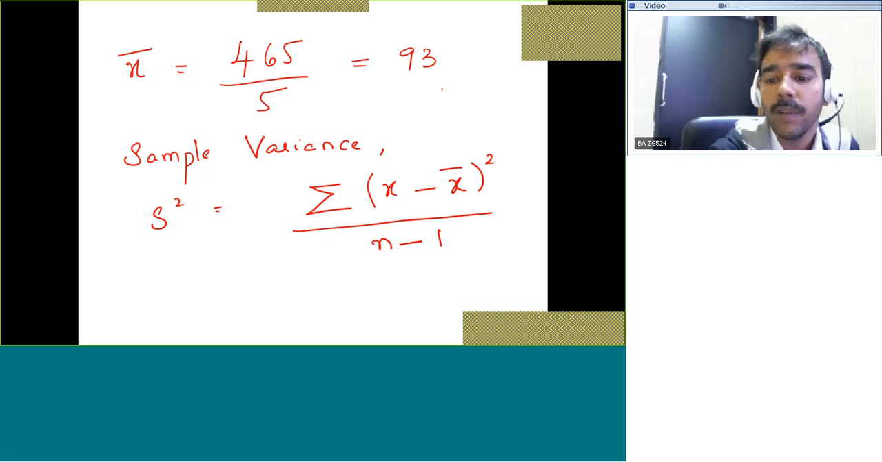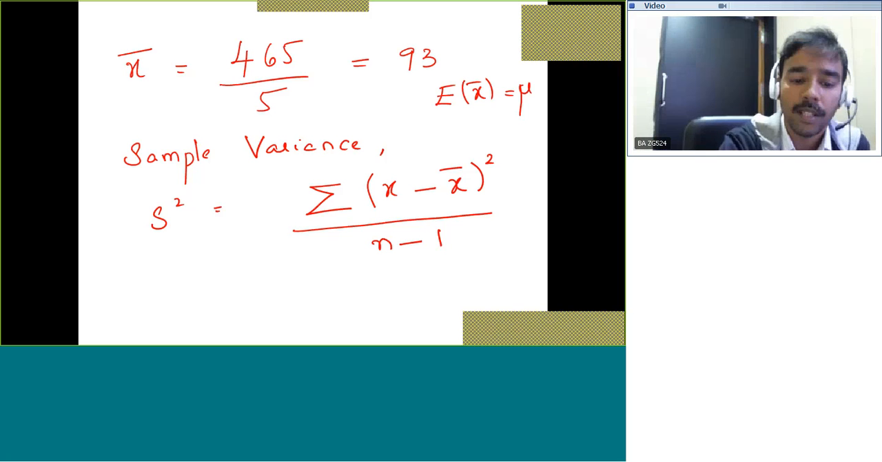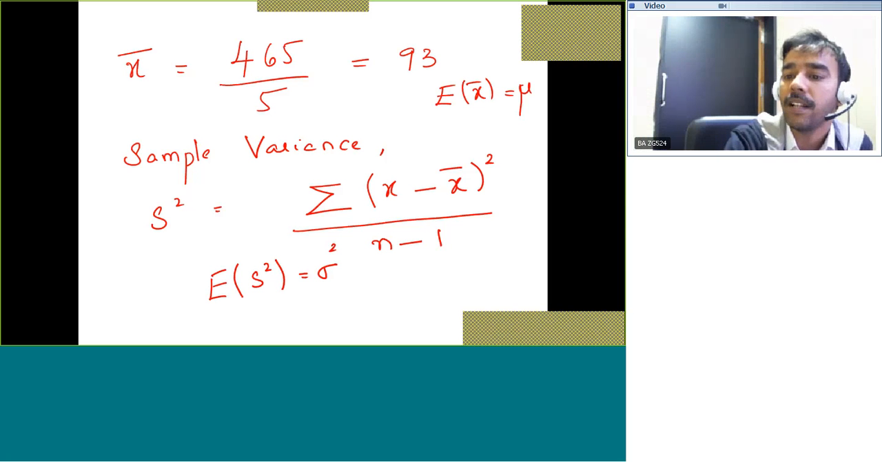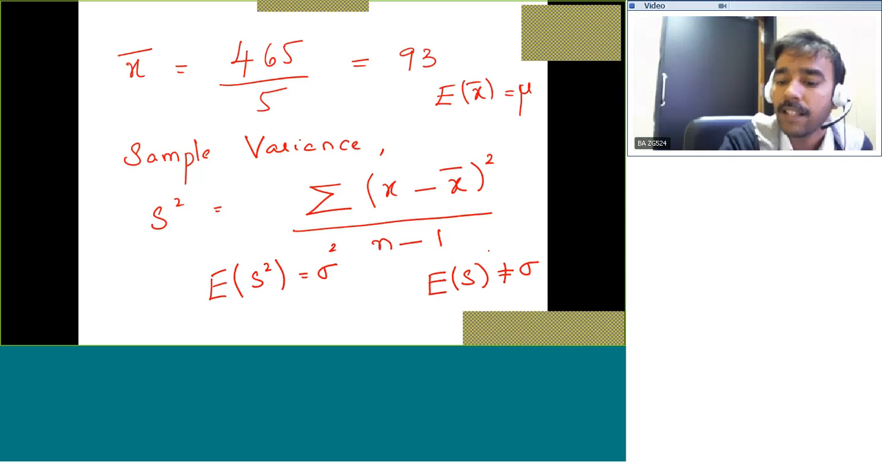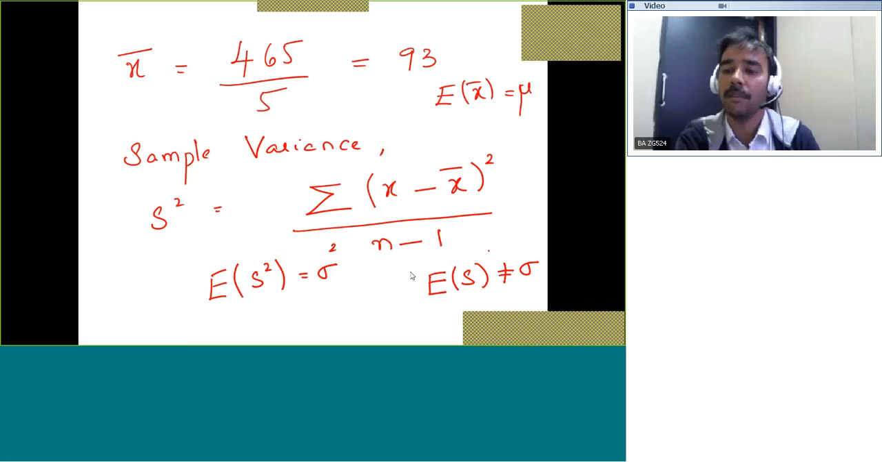I'll write here. Here what happens? Expectation of x bar is equal to mu. X bar is an unbiased estimator of mu. If you write this as a square, expectation of s square is sigma square. That is, s square is an unbiased estimator of sigma square. Though expectation of s is not equal to sigma, that is, s is not an unbiased estimator of sigma, still we use s square and s for population variance and population standard deviation. Understood? Any questions?